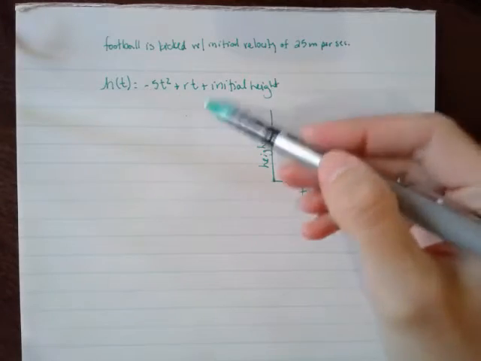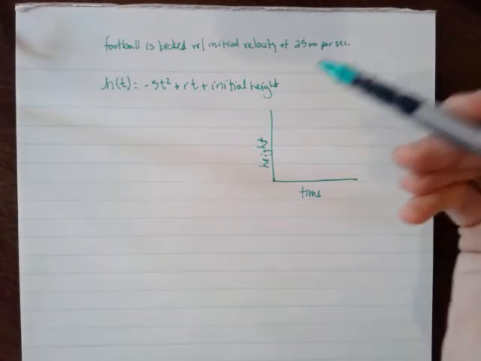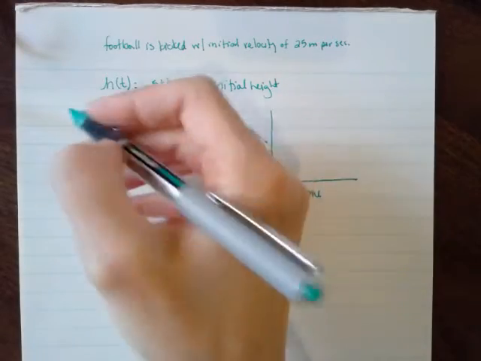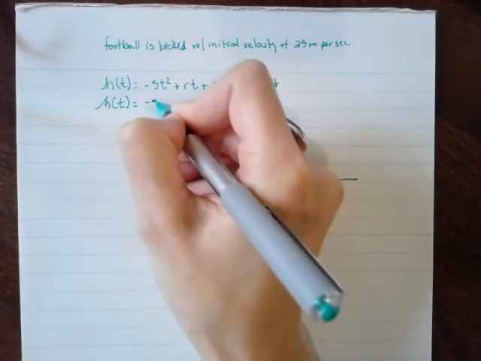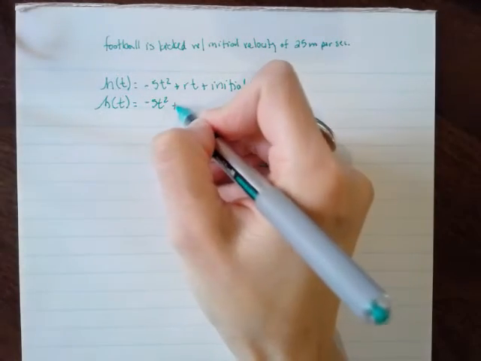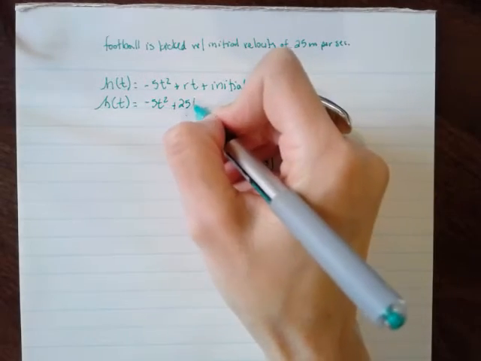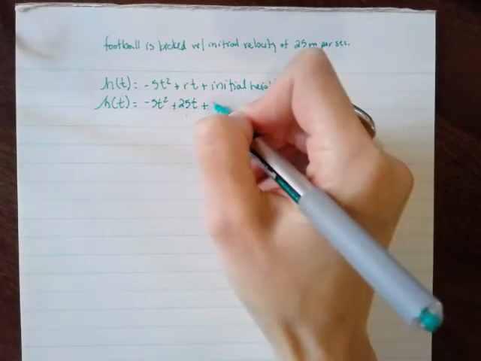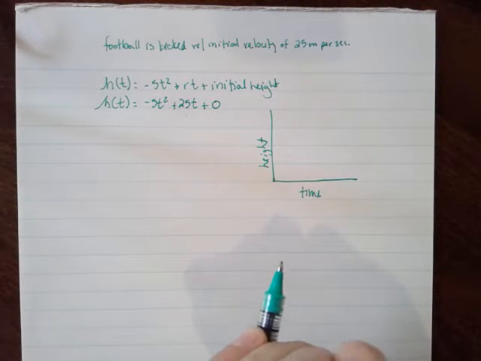So I'm going to put this information into this standard form. What does that mean? It means that I still don't know my time and my height, but I'm going to use my -5 because I'm dealing with meters. I'm going to put 25 into my r because that's my initial velocity. And my initial height, well, if they're kicking it from the ground, my initial height is going to be 0.